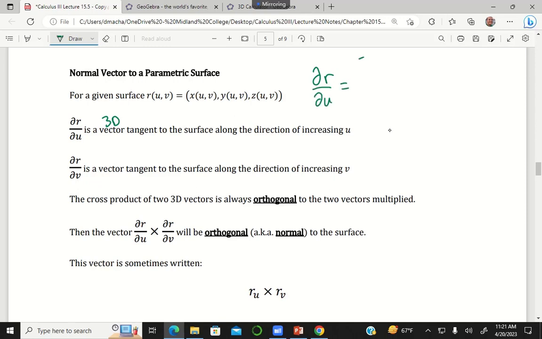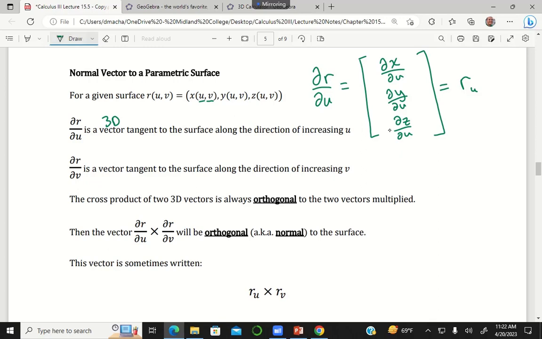So that's going to be a 3D vector where the first entry is the partial of x with respect to u, because remember x is a function of u and v. And then the second entry is going to be the partial of y with respect to u. And the third entry is going to be the partial of z with respect to u. You'll also see this written as lowercase r with a subscript u, where the subscript tells you to take the partial derivative with respect to u. Okay?